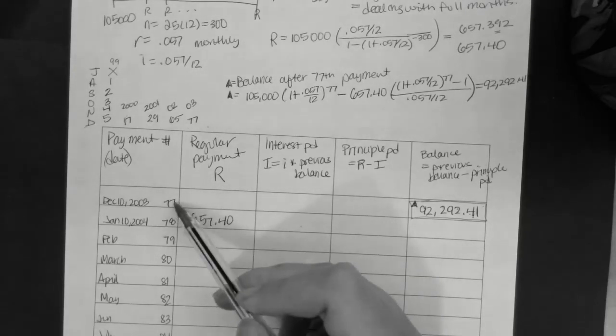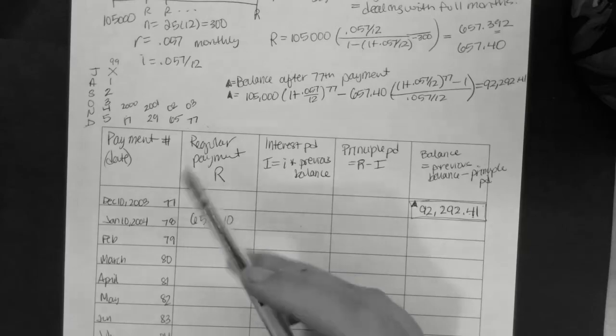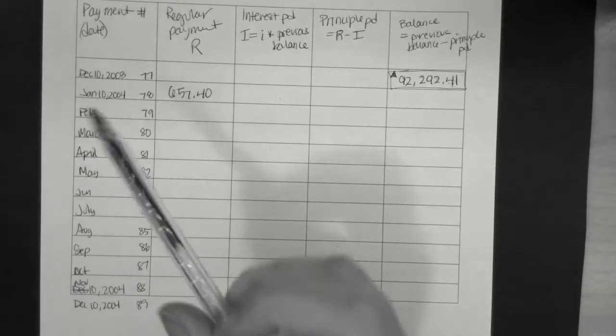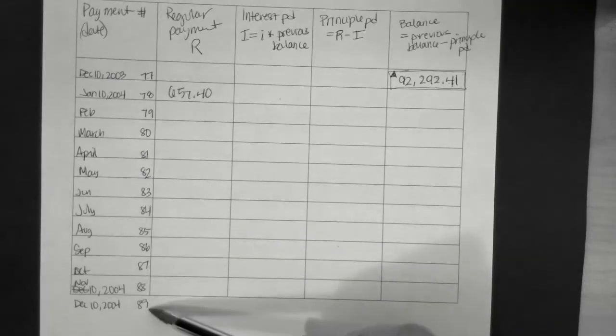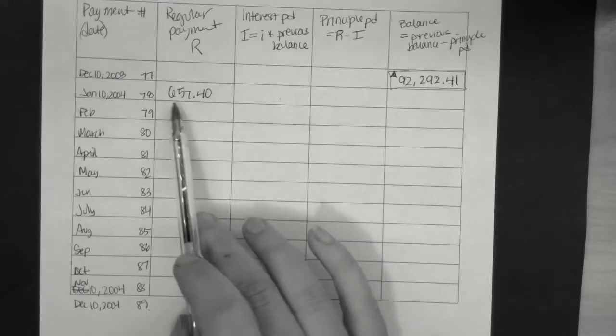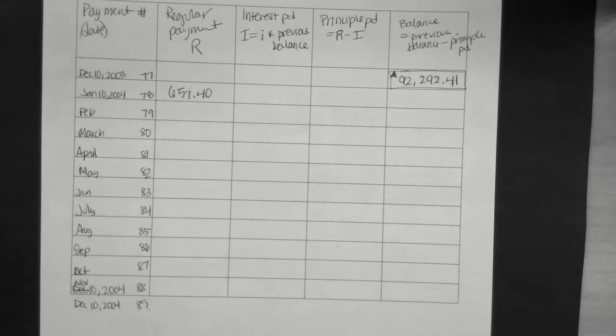Okay, and notice again, one full year we just added 12. 77 plus 12 will give us 89, so we know that we are good to go. Okay, so we're going to make this same regularly scheduled payment, $657.40.